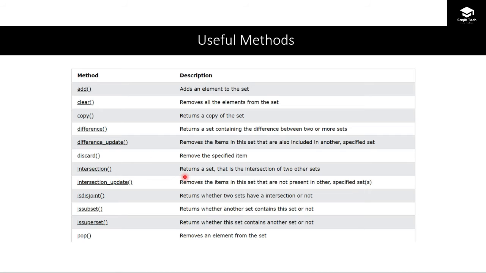Discard is used to remove. Intersection is used to find the common element in both sets. Intersection update removes the items in the set that are not present in both. Isdisjoint is used to check whether both sets are disjoint or not.